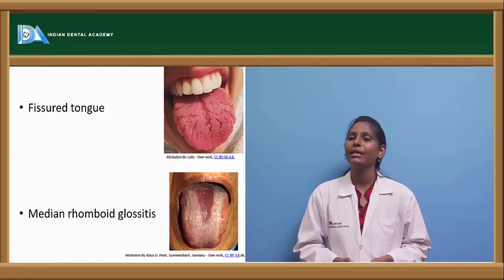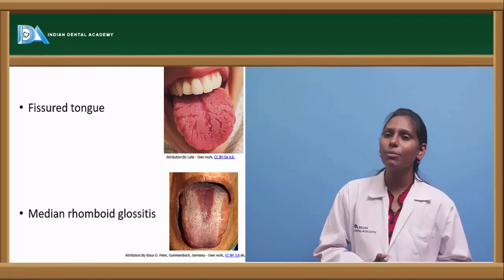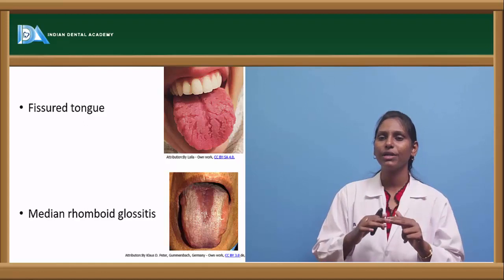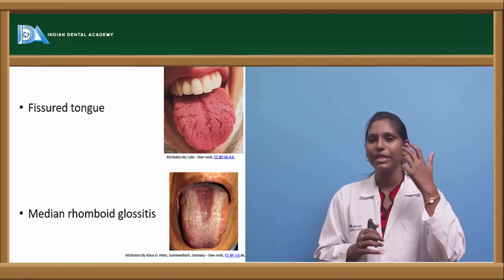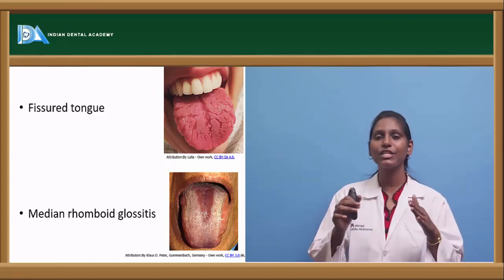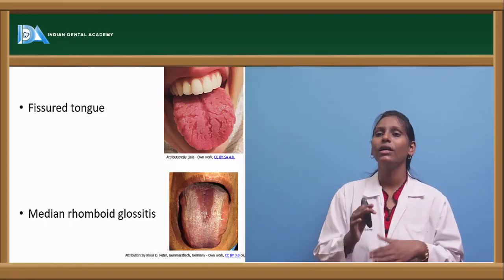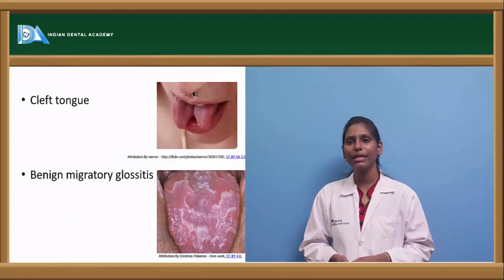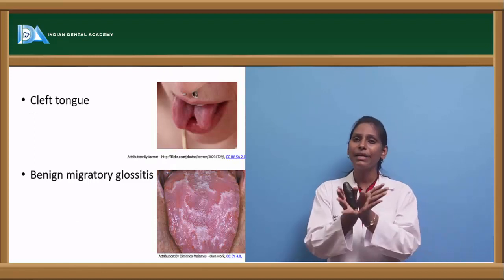And next we have median rhomboid glossitis. Median rhomboid glossitis is a condition where we can see a nice rhomboid shaped depapillation of the tongue, especially at the foramen cecum region, usually associated with median rhomboid glossitis. And then cleft tongue. Cleft tongue is a condition where the tongue is split into two.